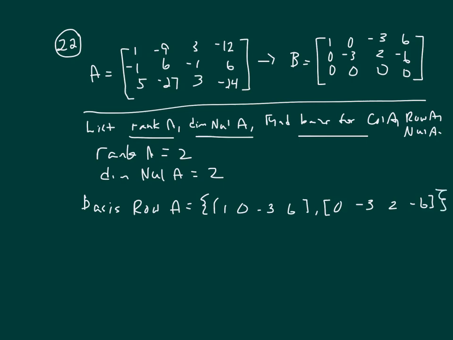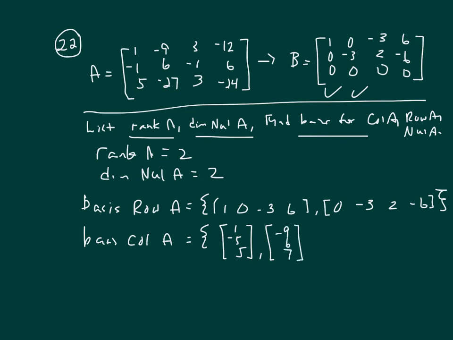And then the basis for the column space of A, we just look where we have pivot columns, and these are the first 2 columns. So we actually go back to A and we list the linearly independent columns corresponding to those leading ones. Oh, that second one's negative 27.